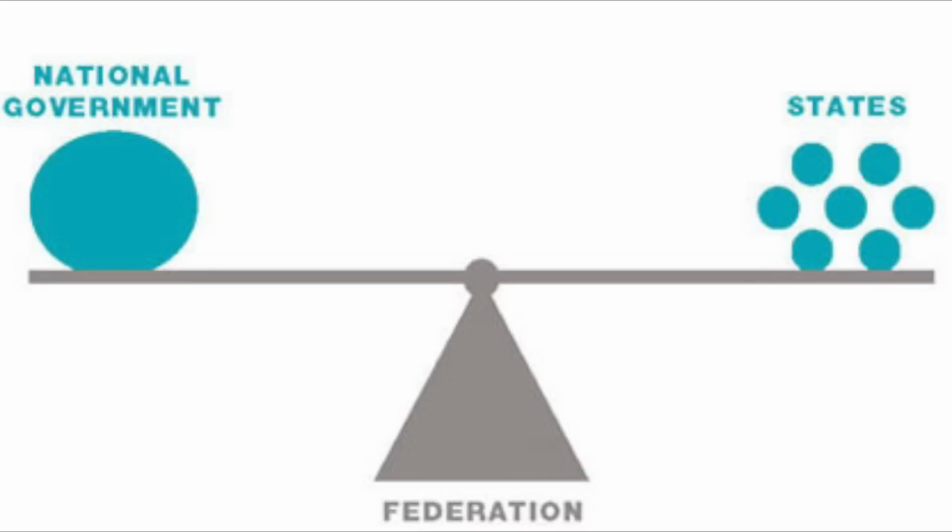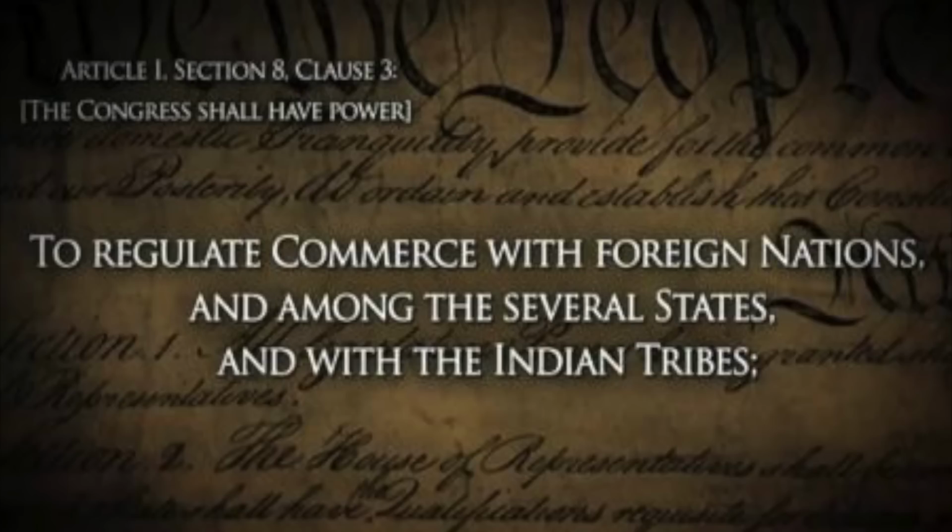So this is a court case that's really about federalism, the balance of power between the federal government and the states. And specifically, what we're really going to be addressing is the use of the Commerce Clause, or the Interstate Commerce Clause, which is found in Article 1, Section 8, Clause 3, and it gives Congress the power to regulate commerce with foreign nations and amongst the several states and the Indian tribes.